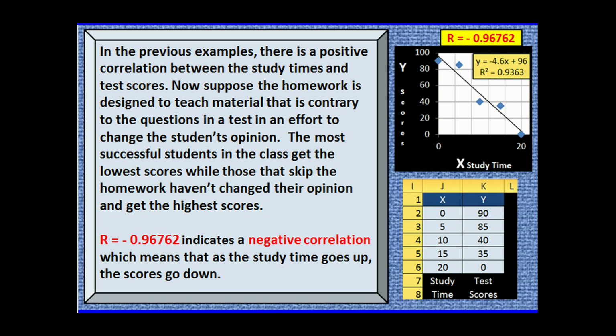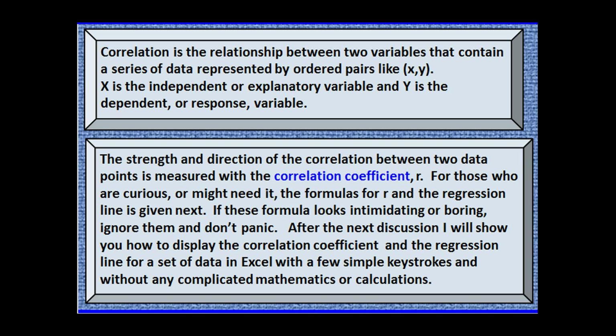The most successful students in the class get the lowest scores, while those that skip the homework haven't changed their opinions and get the highest scores. In this case, R equals minus 0.96762, which indicates a negative correlation, which means that as the study time goes up, the scores go down.